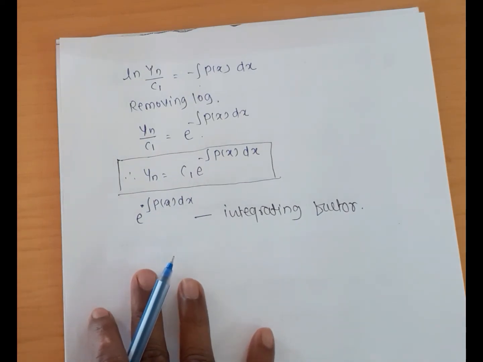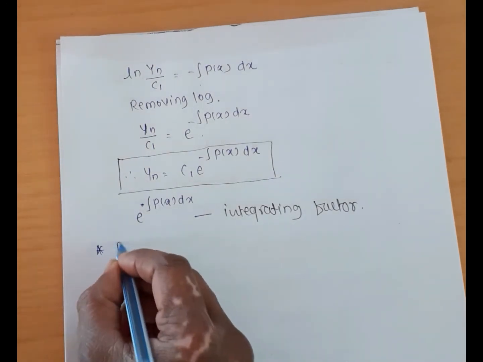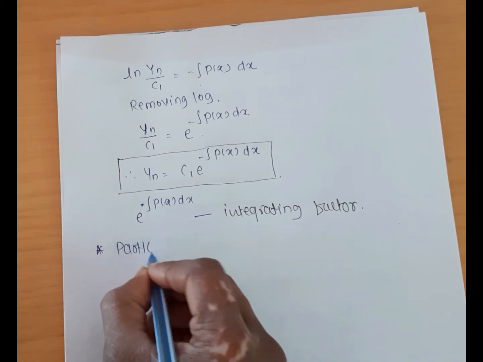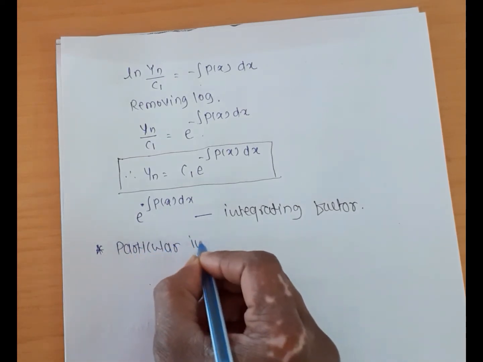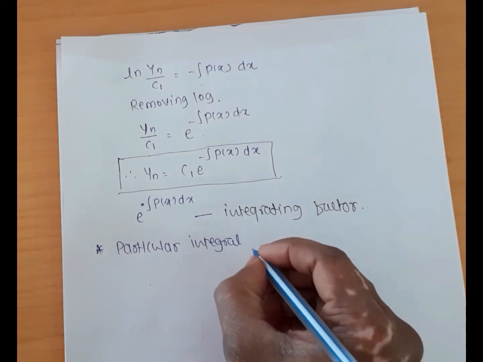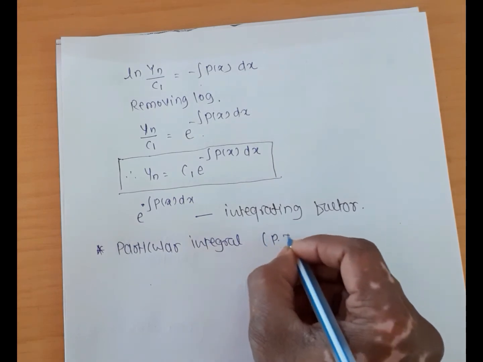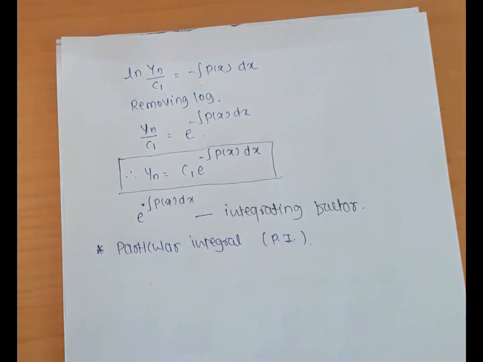So now we find the particular integral solution. Particular integral is simply called PI, in short form. So that is the particular integral formation.